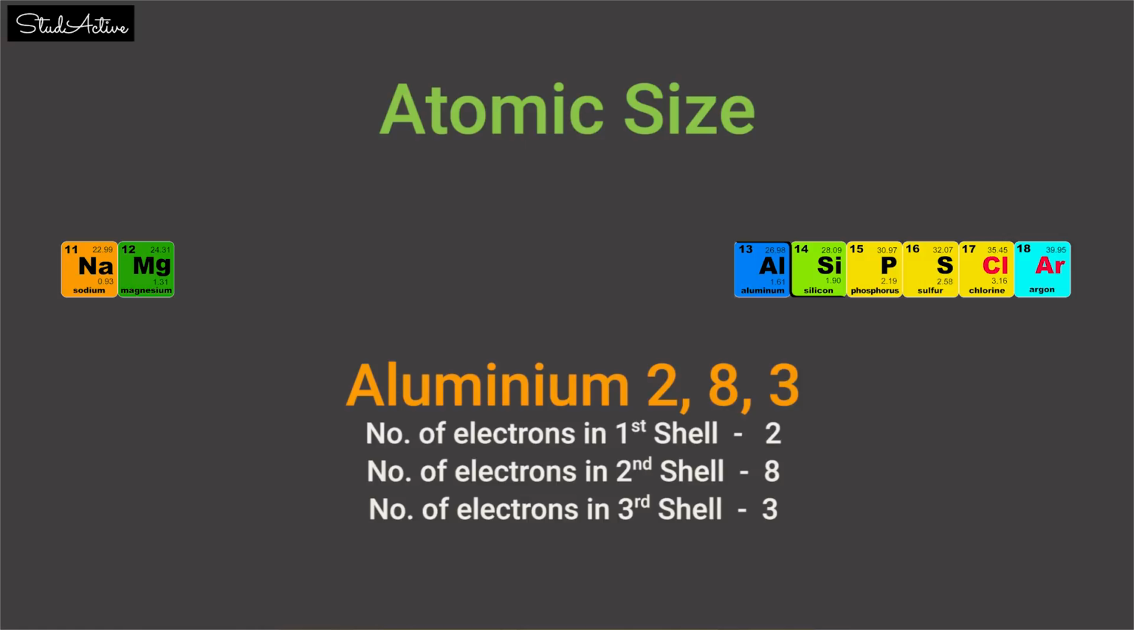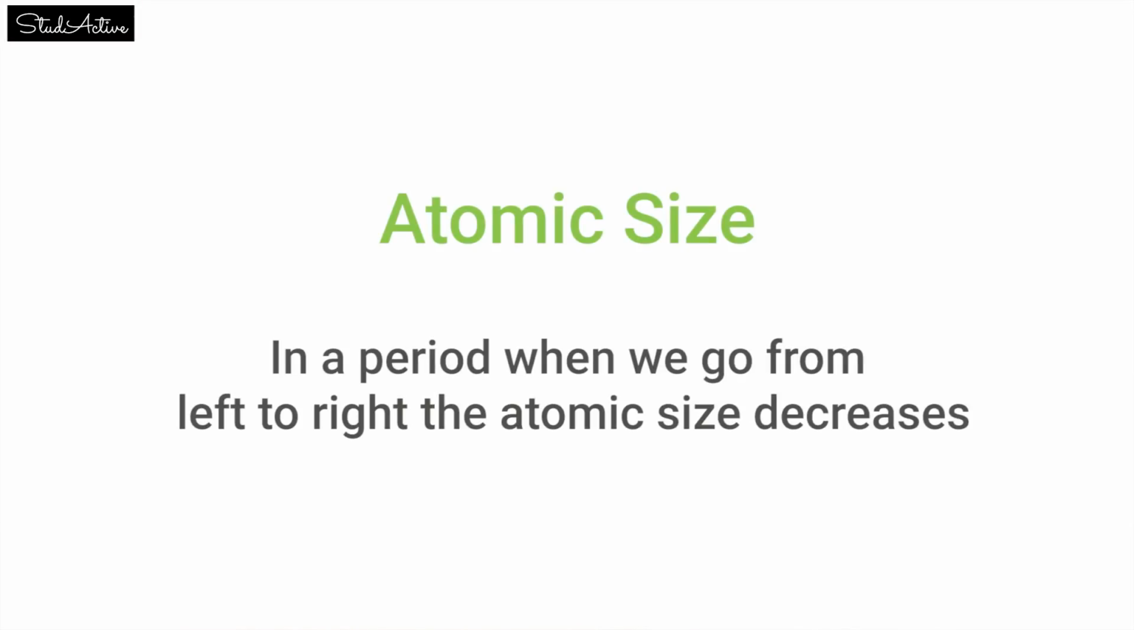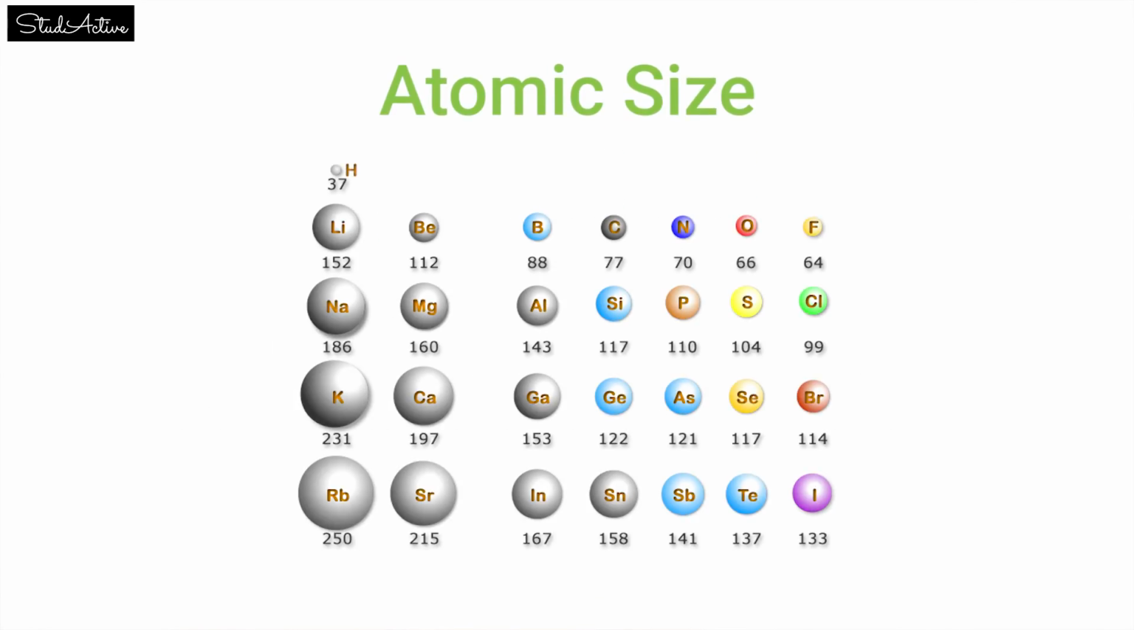Similarly, when we go to the third element of this period, that is aluminium, it has 3 electrons in its outermost shell. More electrons indicate a greater pull from the nucleus, and a greater pull from the nucleus indicates more shrink, which reduces the atomic size. So in a period, when we go from left to right, the atomic size decreases. So sodium is the largest element in period 3.